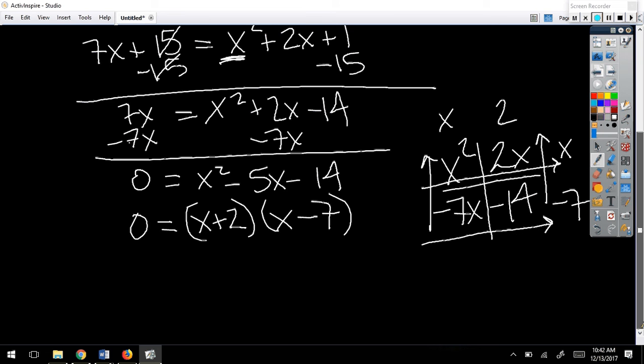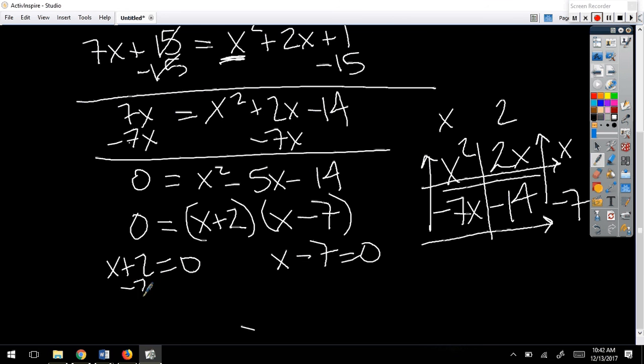Can I flip it? I don't like doing that. Yeah, sure. He wants his equation on the left and a 0 on the right. So x equals 7 and then x equals -2.